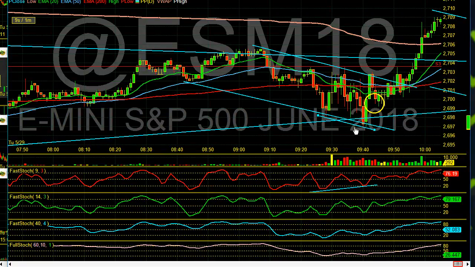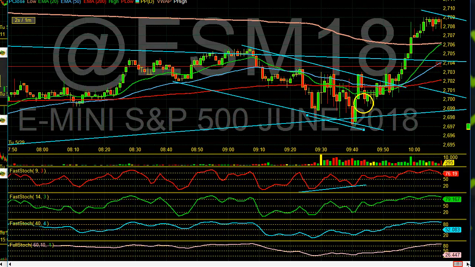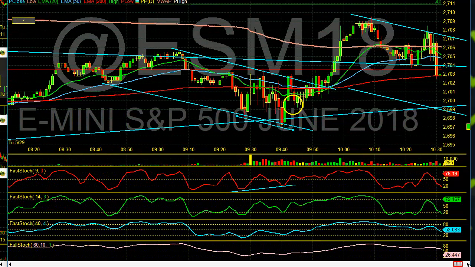From that point on, a tradeometer and a 950 reversal and a recognizable pattern ended up being one of the best signals so far. And then you can see the nice move out of that.